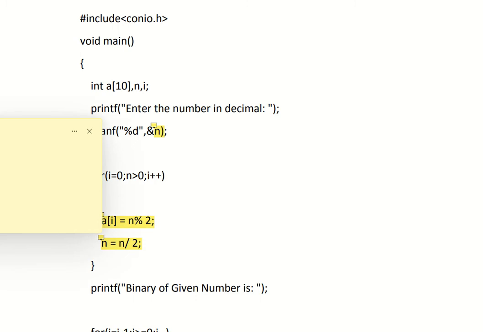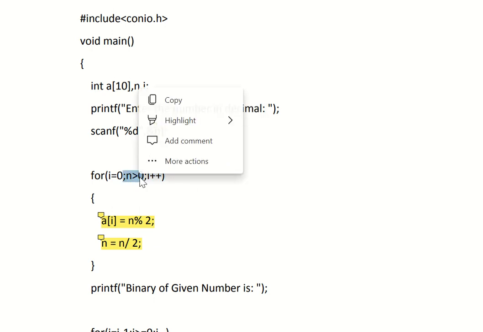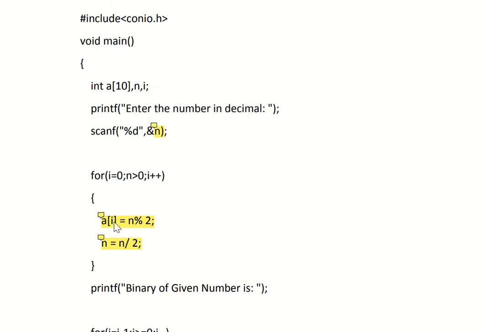Again n is equal to n divided by 2. So n is equal to 7 divided by 2, which means n is equal to 3. Again I plus plus. So again here, now the value of I is 2. Again 3 greater than 0. So again it will go inside of that for loop.